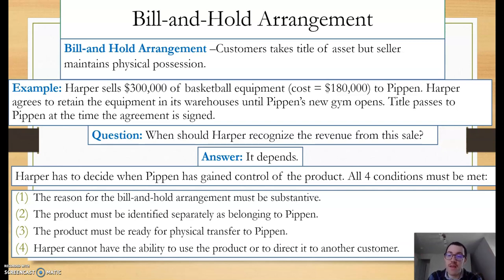These are Pippin's. Number 3, the product must be ready for physical transfer to Pippin. So you can't have pipes and nuts and bolts lying around and say, yeah, this is Pippin's. He's not ready for it, so it's okay that we haven't put it together yet. No, it has to be ready for transfer. And number 4, Harper cannot have the ability to use the product or direct it to another customer. So we can't say that these are Pippin's unless someone else comes along and offers me more money. No. If all those are met, you get to recognize revenue.